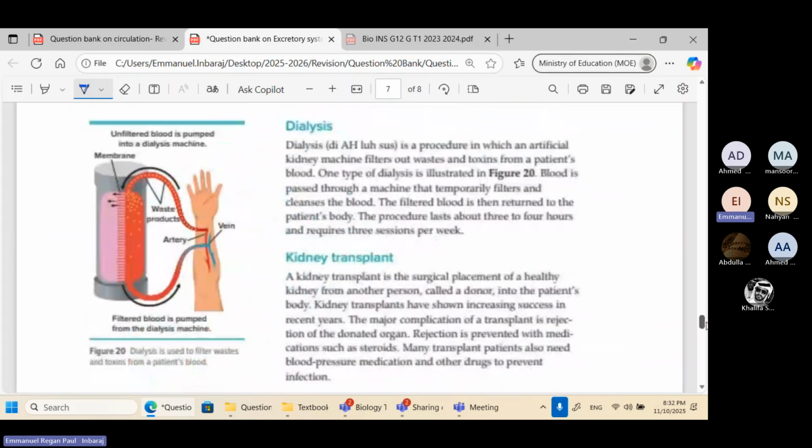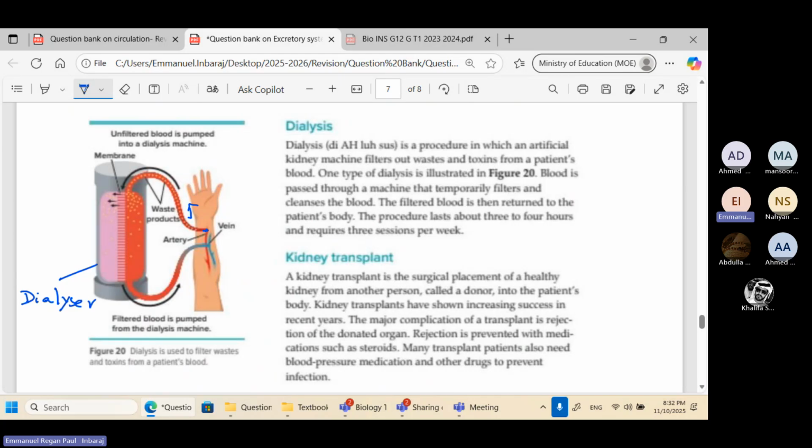Now see, this is the one. If both the kidneys are damaged, if both the kidneys are not working, then you will be taken to the hospital because your kidney is to remove the waste, but your kidneys are not working. In the hospital, they will connect this artery, the artery in your hand, to a machine. And this machine is called a dialyzer.